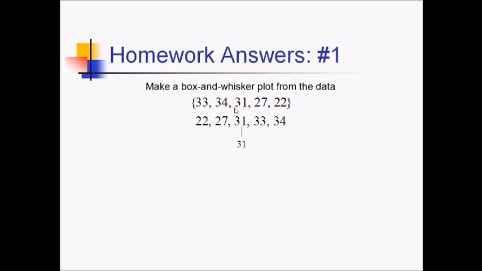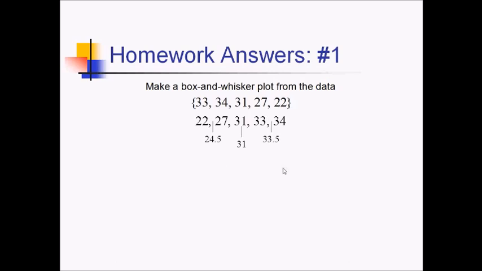And now the median of each half of the data. We've got 2 items over here, directly halfway between them. That's going to be 24.5. And halfway between 34 and 33 is going to be 33.5.